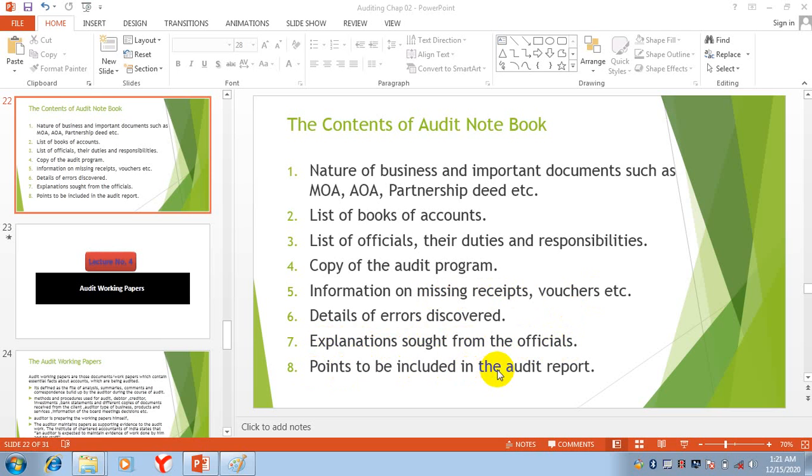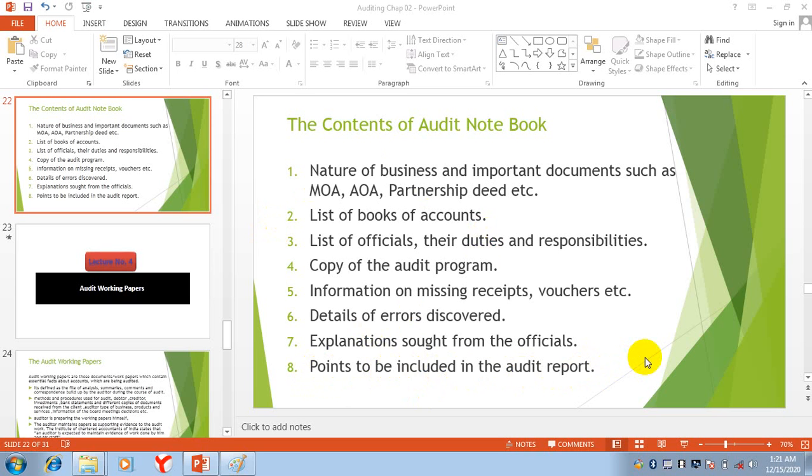Points to be included in the audit program. Then on the basis of all this information, all this notebook, we will make our audit report. So we are writing the points that are to be included in the audit program.